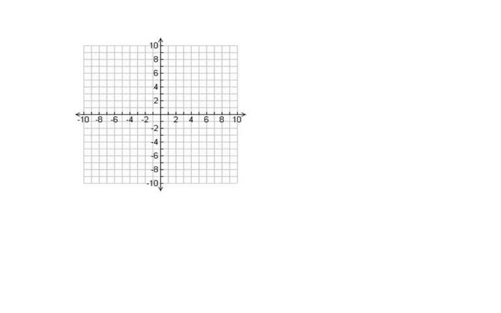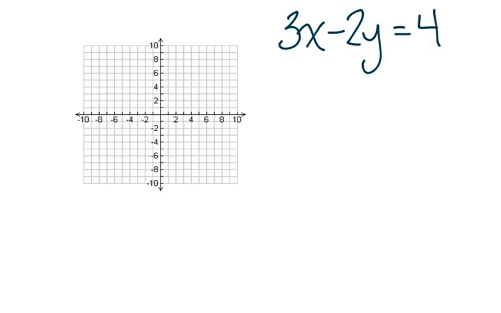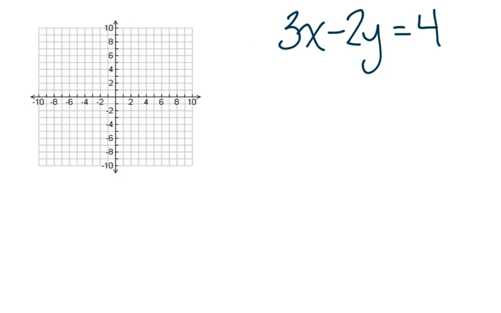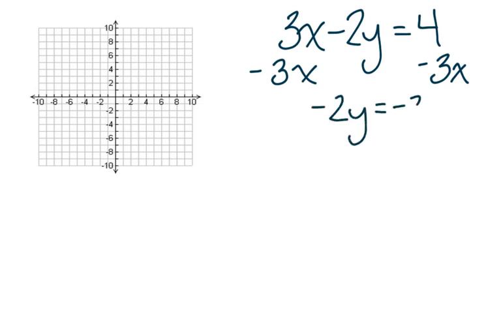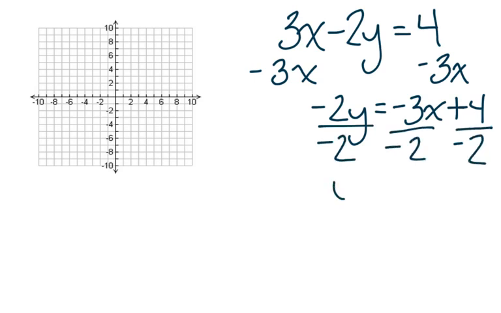So let's say I have 3x minus 2y equals 4. The first method to do this would be we would subtract 3x from both sides so we can get y by itself. We'd have negative 2y equals negative 3x plus 4. And then we would divide by negative 2. And we get y equals 3/2 x minus 2. Now we are in y equals mx plus b because y is by itself over here.